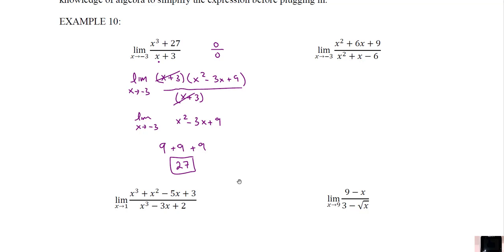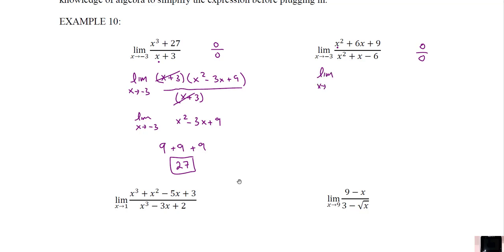Next example, let's turn it up a notch. x goes towards negative 3. In the numerator, we have 9 minus 18 plus 9. 9 minus 3 is 6, minus 6 is 0 in the denominator. 0 over 0, time to do something.